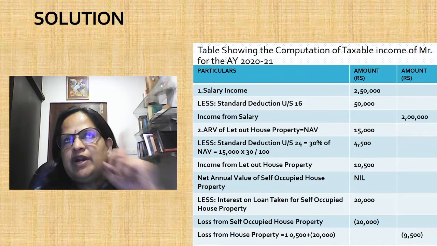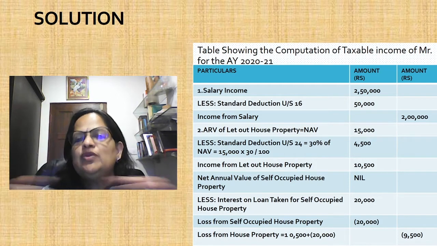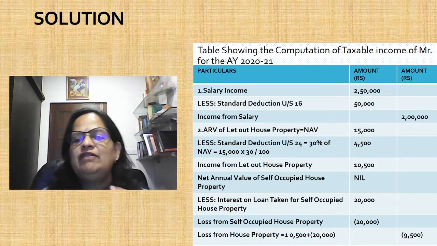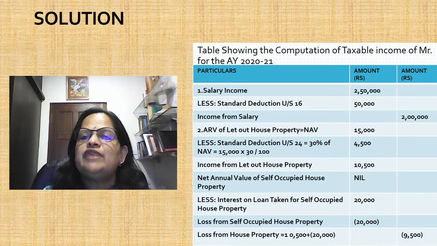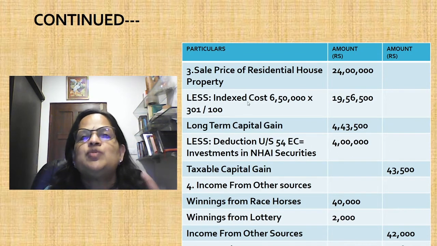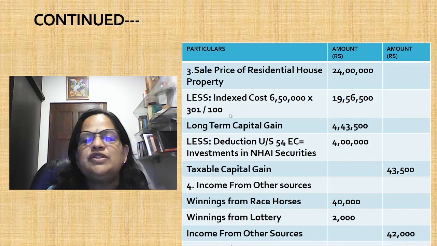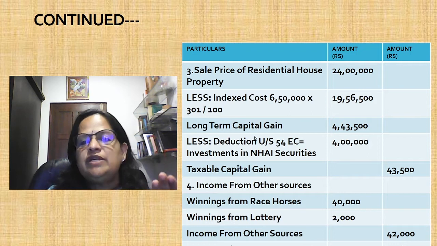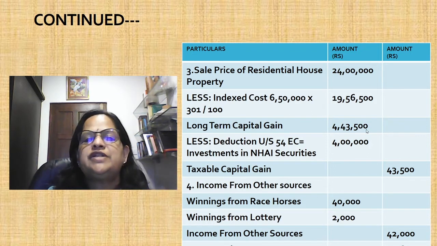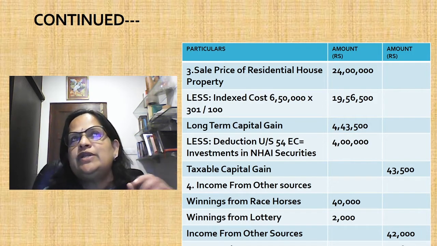Now we have profit in one: let out house property 10,500 profit. Self-occupied 20,000 loss. So we will adjust within the head itself, and the remaining value is 9,500 loss from house property. Next is sale price of residential house property. Capital gain we are calculating: 24 lakhs. Indexed cost 6,50,000 into 301 divided by 100, because it's the 2001 value. So 19,56,500. Long term capital gain 4,43,500. Now he has invested in National Highways Authority of India securities within 2 months.